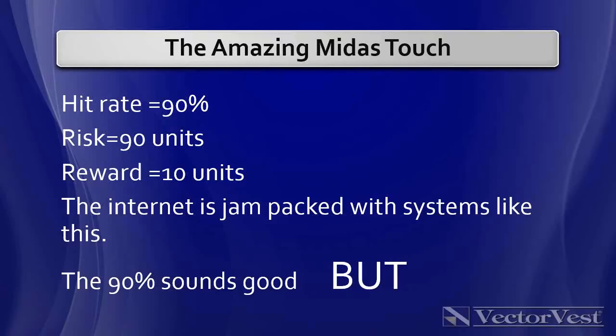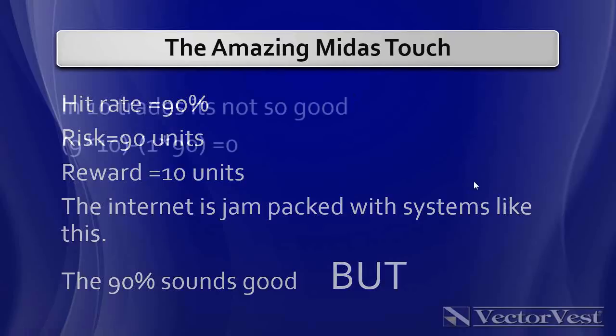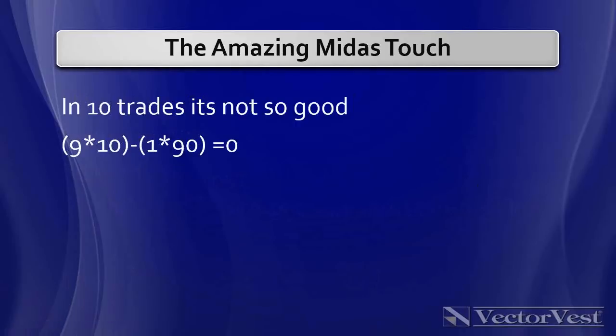But in his own literature, this fellow says that he's right 90% of the time, but he risks 90 units to make 10. It was a Forex system; he was risking 90 pips to make 10 pips. And he was charging $3,000 for that. Now, that 90% sounds really, really good, but folks, look at the sums. On 10 trades, it's not so good.